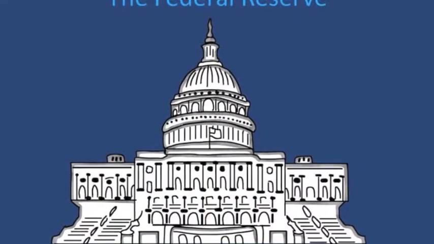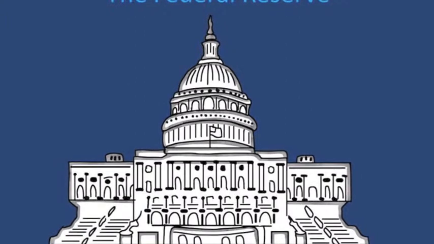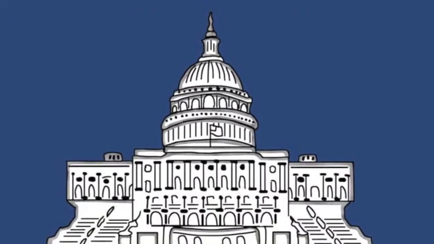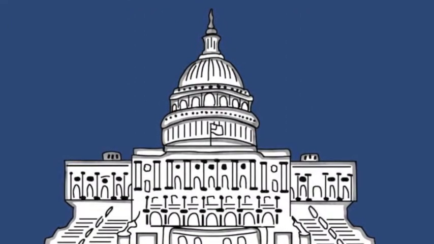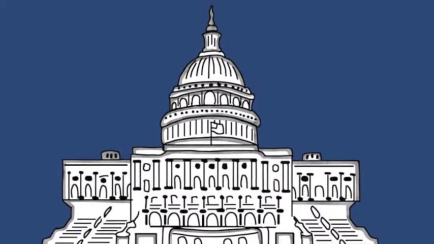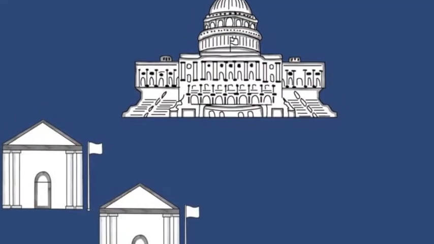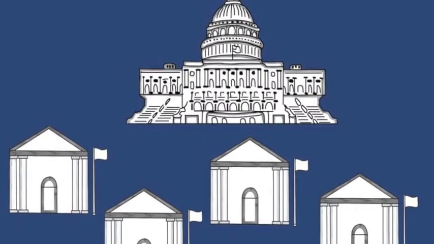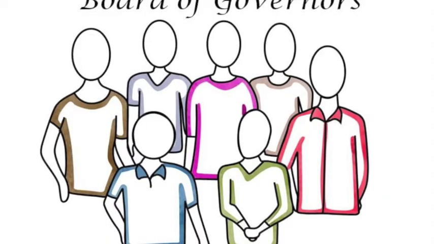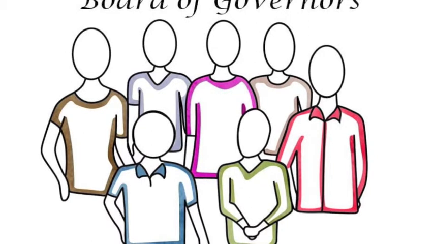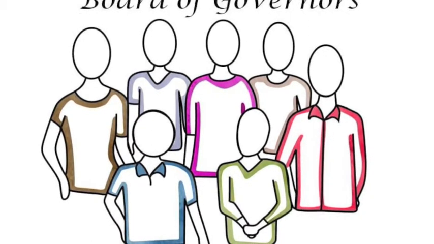Next, we are going to learn about the Federal Reserve. The Federal Reserve is a central bank created in 1913 that oversees the banking system and controls monetary policy. Every bank in the U.S. is limited and regulated by the volume of reserves, which is controlled by the Fed. It consists of two parts, the Board of Governors and the 12 regional Federal Reserve banks.